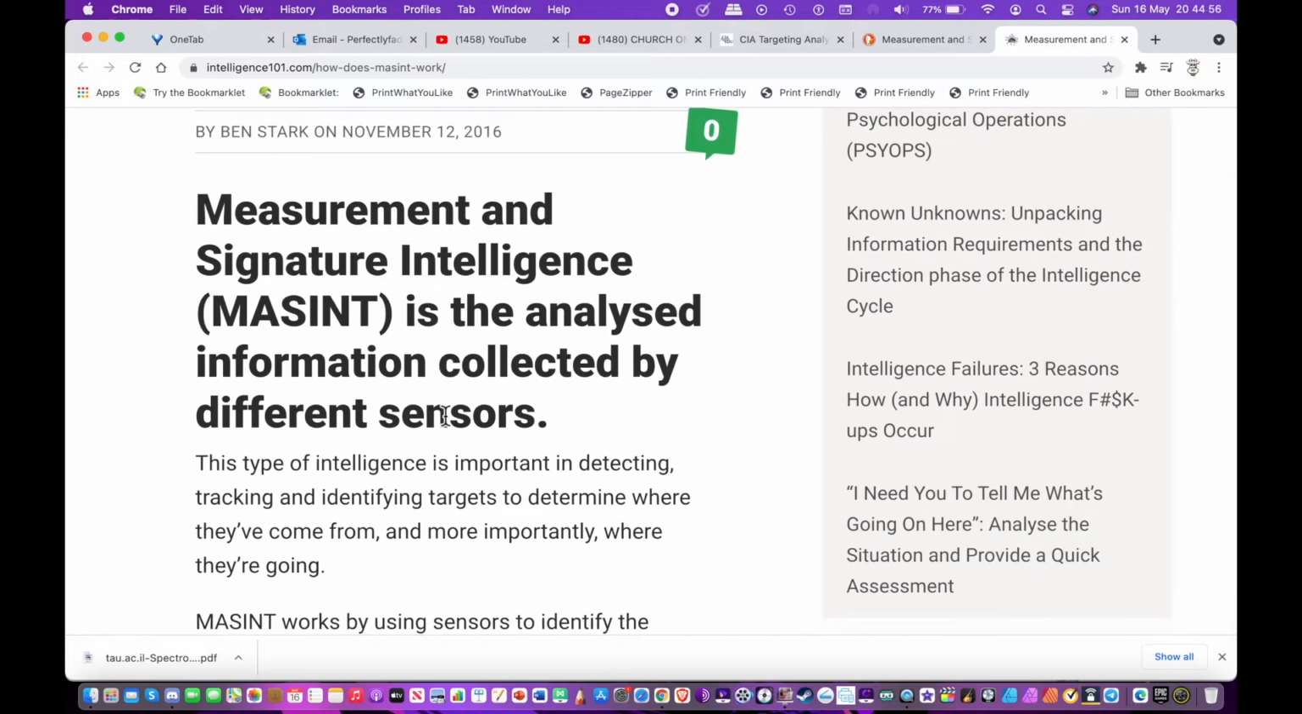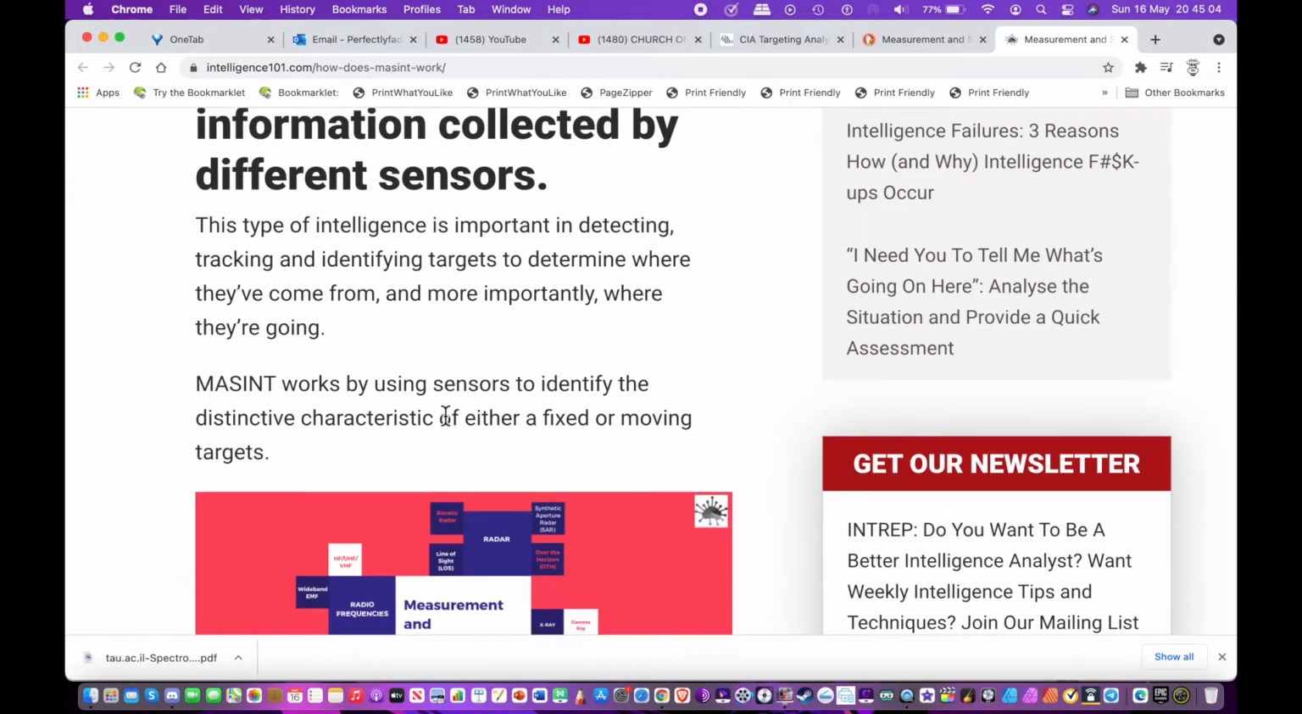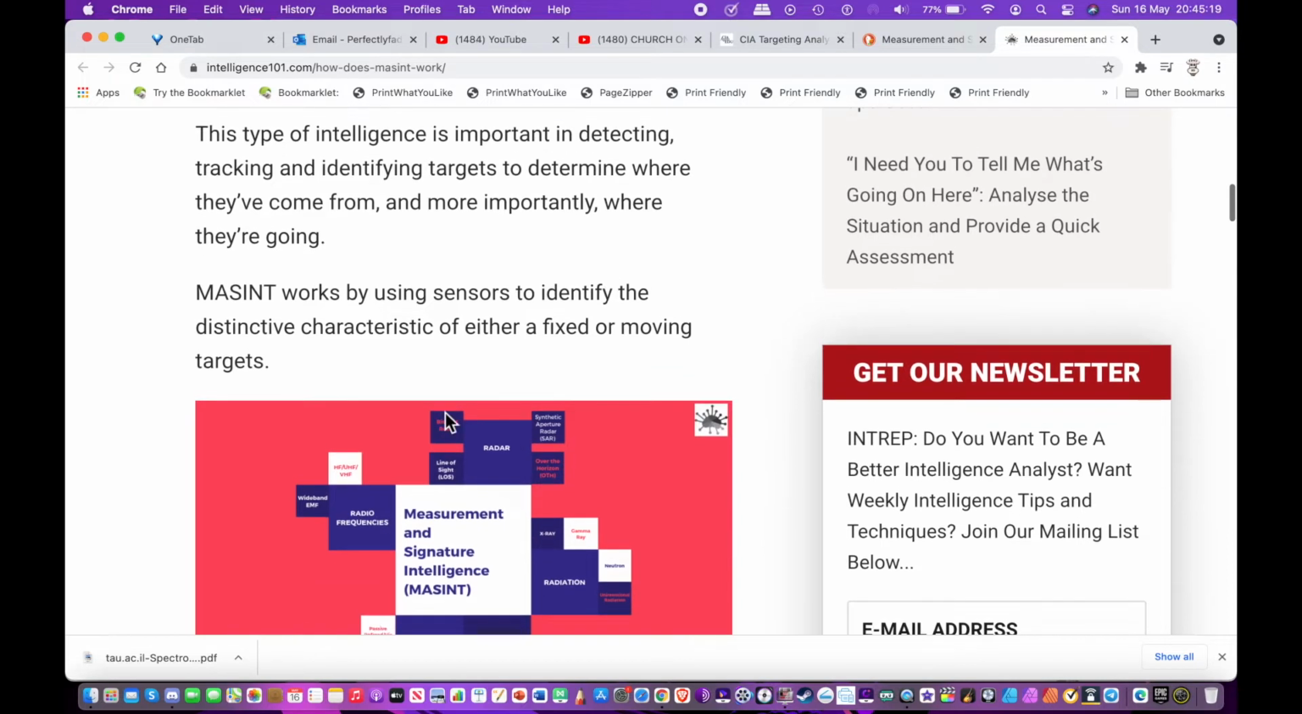Measurement and signature intelligence, MASINT, is the analysed information collected by different sensors. This type of intelligence is important in detecting, tracking, and identifying targets to determine where they've come from, and more importantly, where they're going. MASINT works by using sensors to identify the distinctive characteristics of either a fixed or moving target.